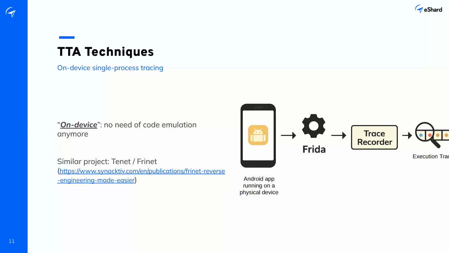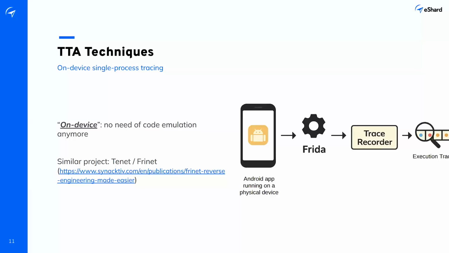In our case, we can use Frida for tracing the code. And once again, we are going to plug our trace generator into it. So if you don't know, Frida is a great dynamic instrumentation toolkit that provides a tracer engine called the Stalker.